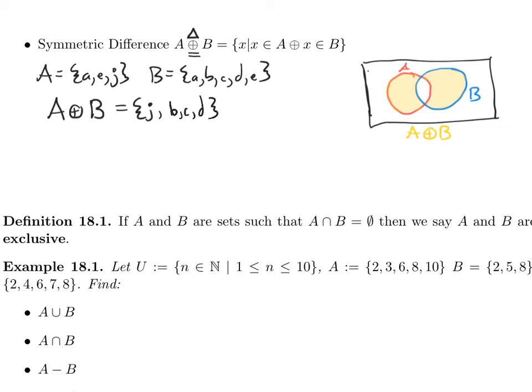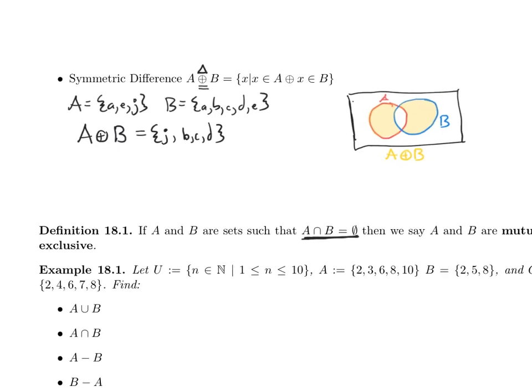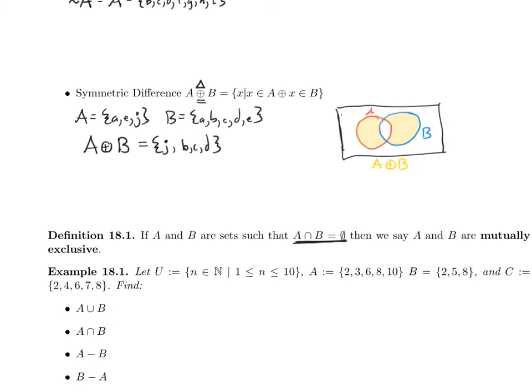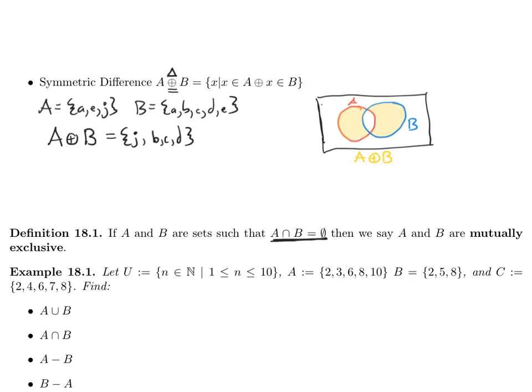And just a quick note about terminology here. If two sets don't share any common elements, if their intersection is indeed the empty set, if they have absolutely nothing in common, we call these sets mutually exclusive. So that's what mutually exclusive means. They share no common elements. Their intersection is empty.